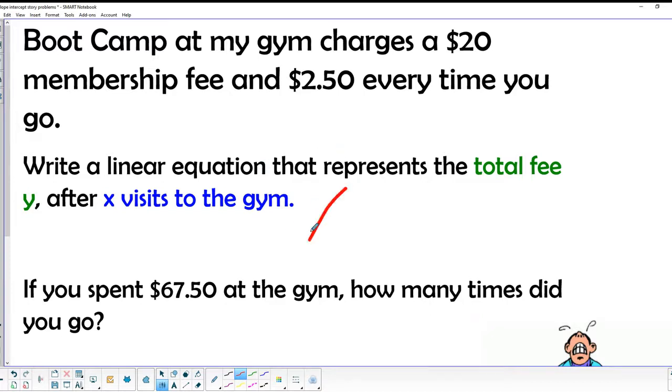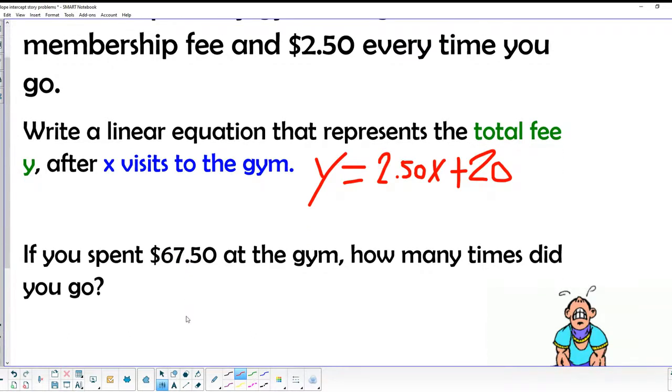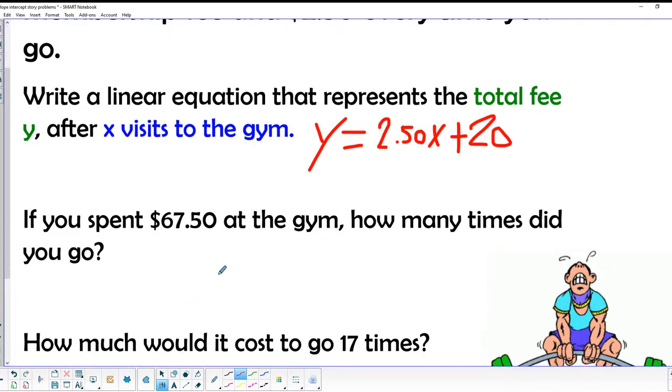So the total fee y is going to equal 2.50, how much it costs each time we go, and x is the visits to the gym. And then there's also a $20 membership fee. So we've got this standard $20 membership fee you have to pay before we even get started. Now, if you spend $67.50 at the gym, how many times did you go?